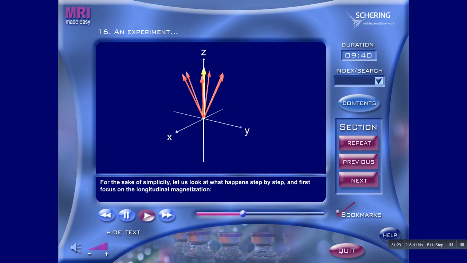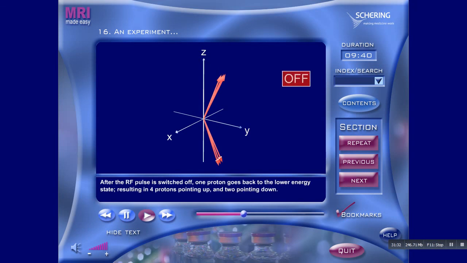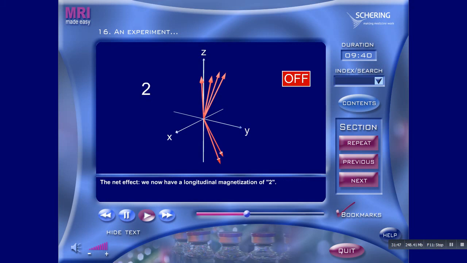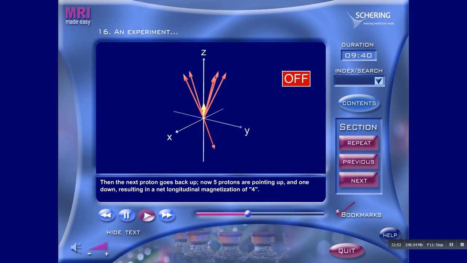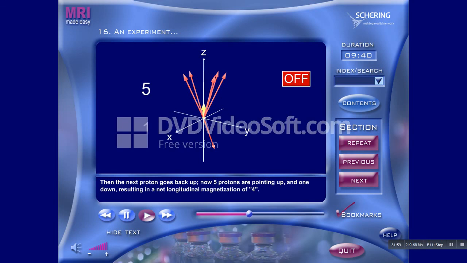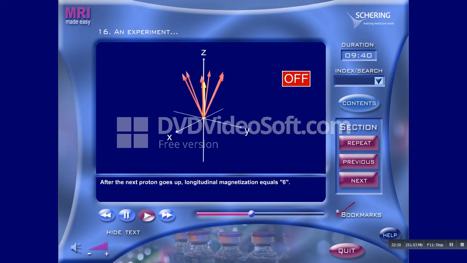After the RF pulse is switched off, one proton goes back to the lower energy state, resulting in 4 protons pointing up and 2 pointing down. The net effect? We now have a longitudinal magnetization of 2. Then the next proton goes back up. Now 5 protons are pointing up and 1 down, resulting in a net longitudinal magnetization of 4. After the next proton goes up, longitudinal magnetization equals 6.